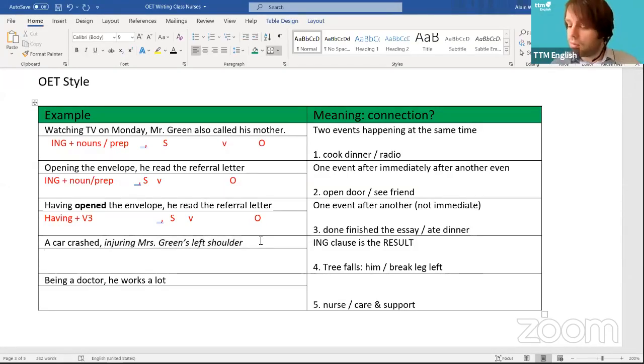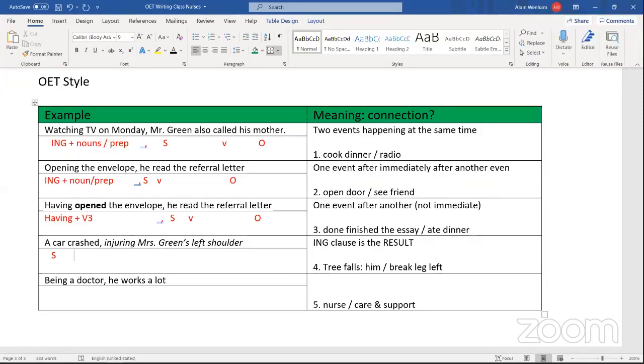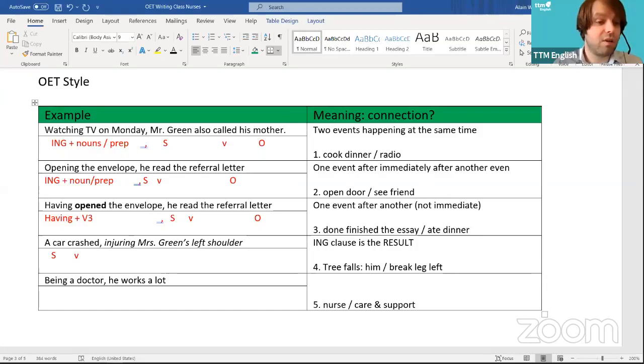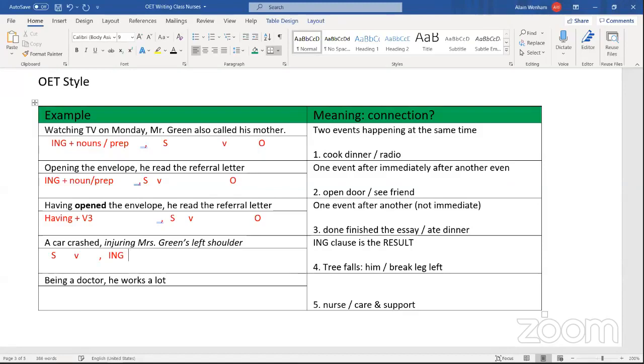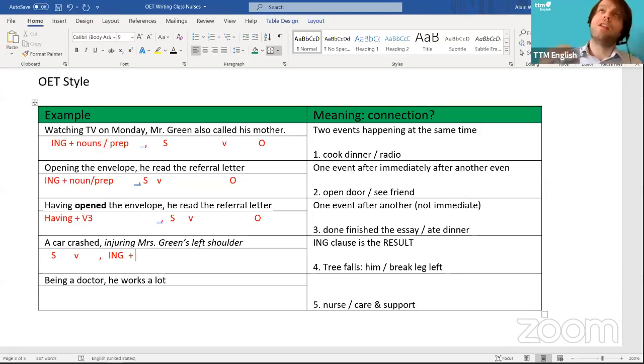All right. So let's just get some form. Microphones off. Bianca and Nilima. So a car crash, that would be subject. And what's here? Verb. It's just a verb, isn't it? Subject and verb. This is the normal clause, isn't it? It's not a participle clause, right? So what comes next? ING plus subject? No, right? I understand that you're thinking it is a kind of subject, but my point is there's no subject, verb, object here, right? It's just like this.